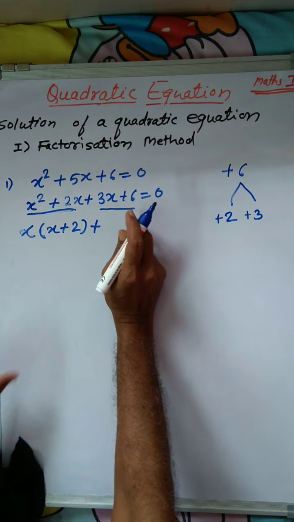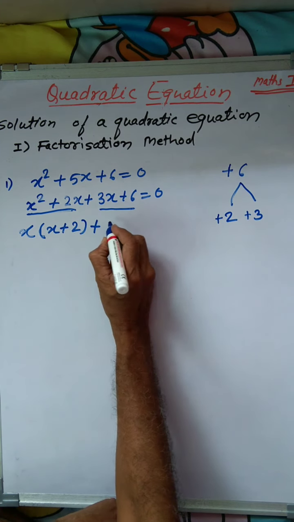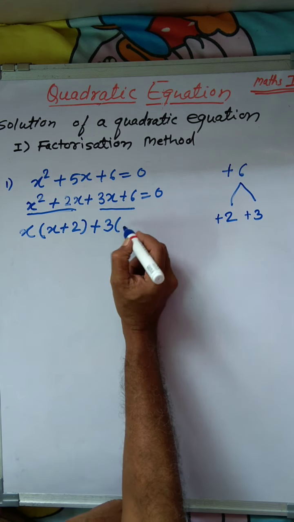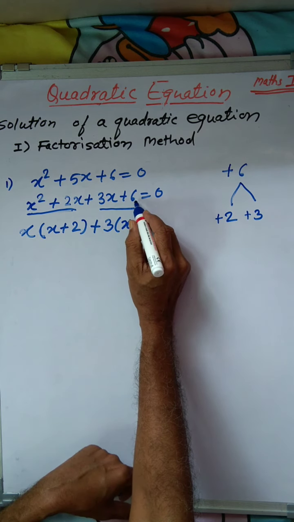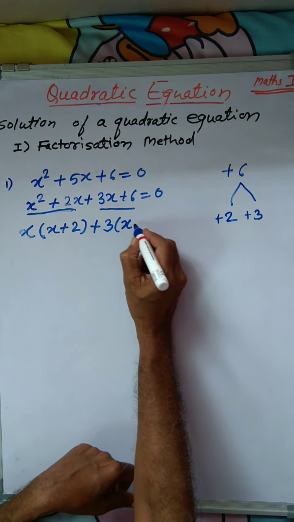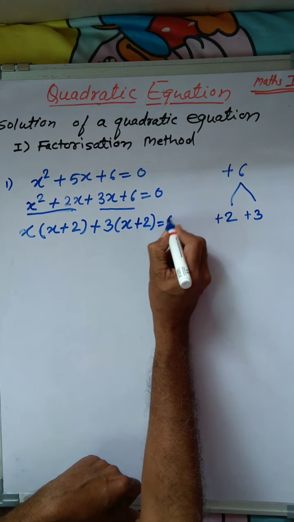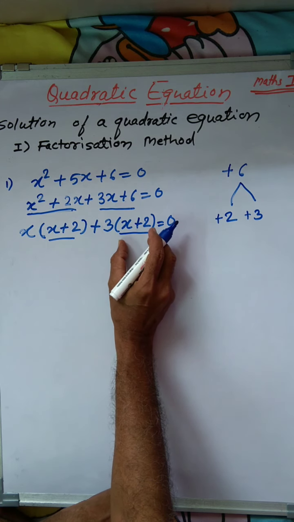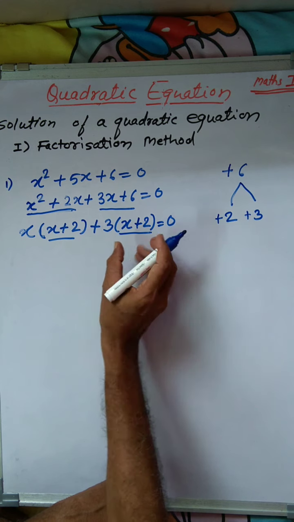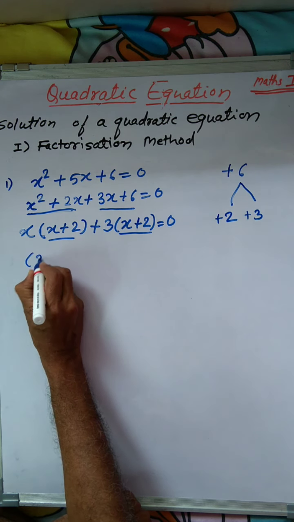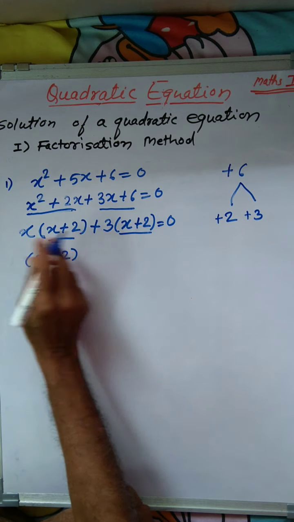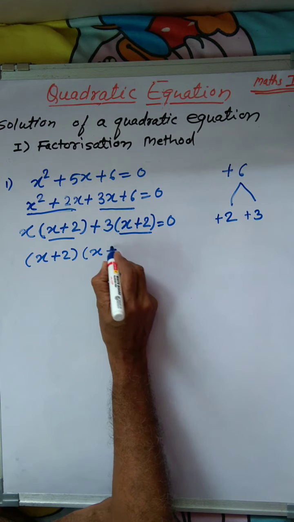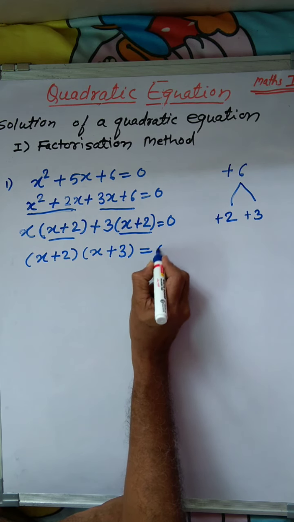Plus, in these two terms 3 is common. 3 into bracket: 3x, 3 is common and x is remaining, and 6 is 2 into 3, 3 is common and 2 is remaining, is equal to 0. Now x plus 2, these two brackets are the same. We take x plus 2 as the first factor, and the other remaining bracket is x plus 3, into another bracket, is equal to 0.